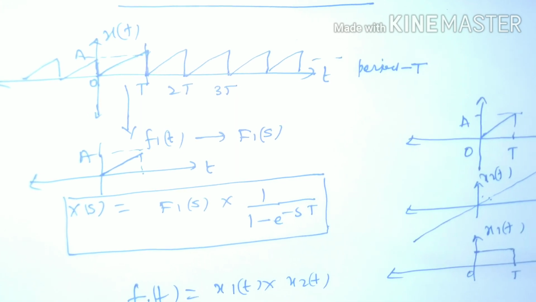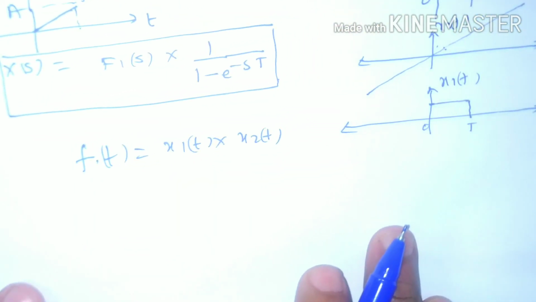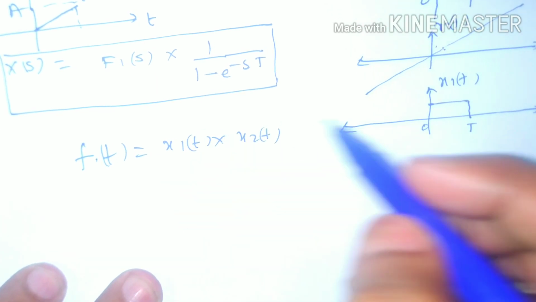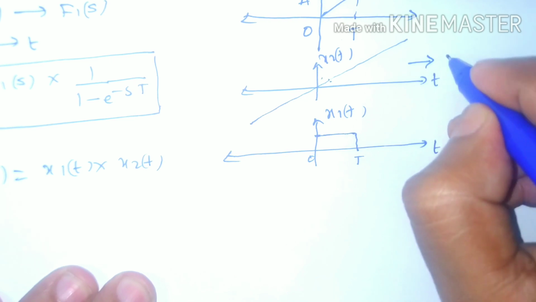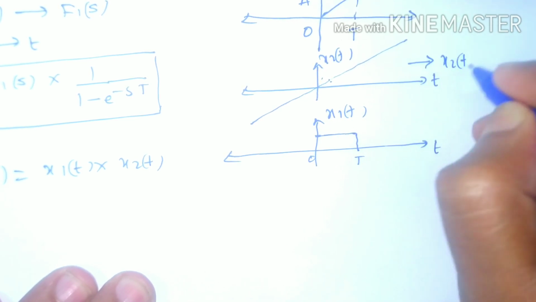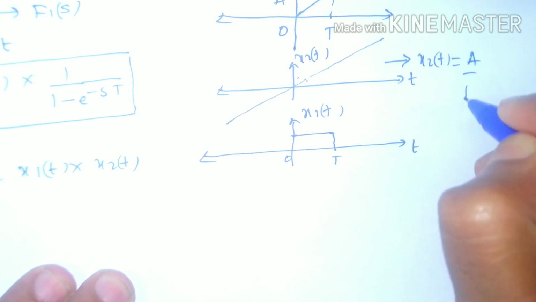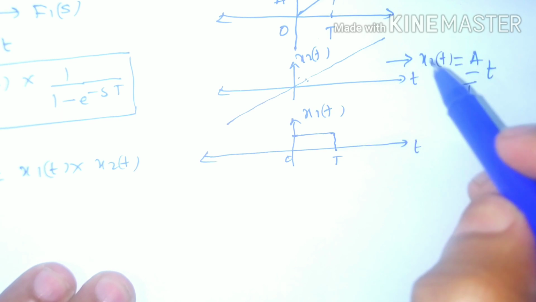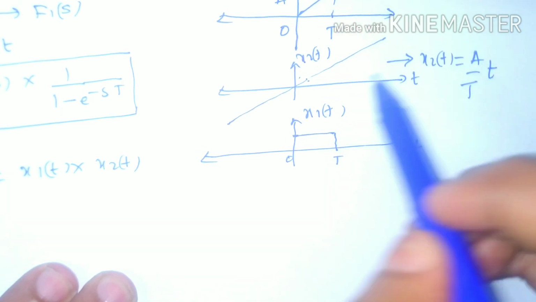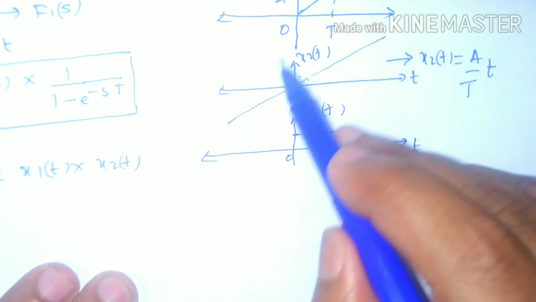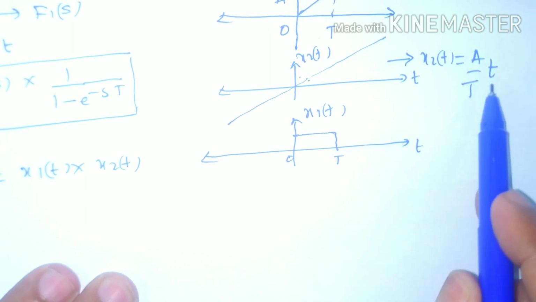So what will be the equation of this signal? The equation of this straight line will be x2(t) equal to A by T into t, as we know that its slope is A by T. Previously we assumed that the slope of both signals will be the same. So its equation will be this one.